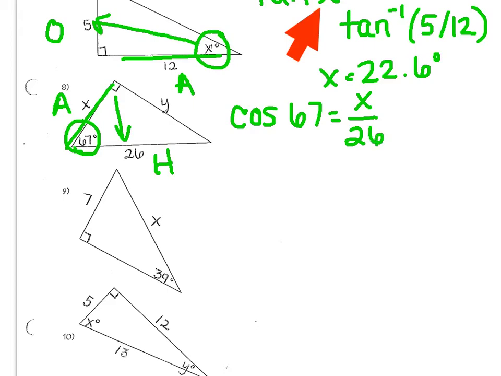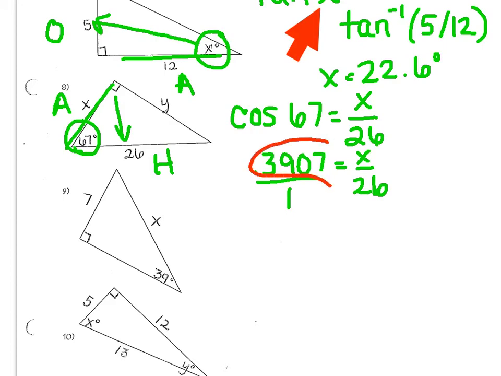And type in cosine 67, and I get 0.3907 equals x over 26. Oops, 26. Put that over 1, and when I cross multiply, I'll be doing 0.3907 times 26, and then divide by 1, but the dividing by 1 really doesn't matter. Ultimately, you're just going to do 0.3907 times 26. And I end up with like 10.15. I guess 10.16. Oh, what the heck. Let's round to 10.2.